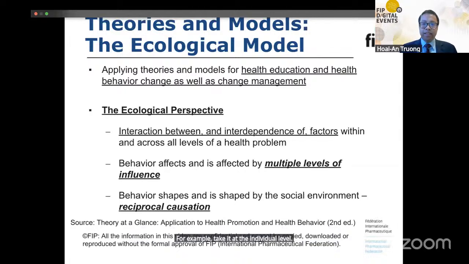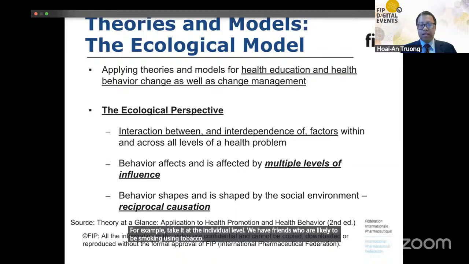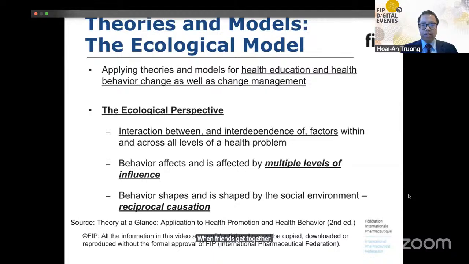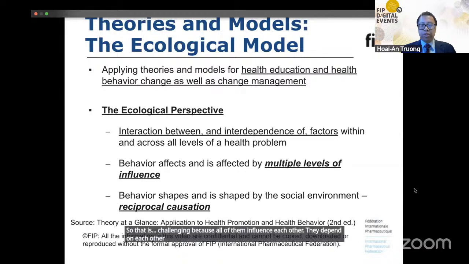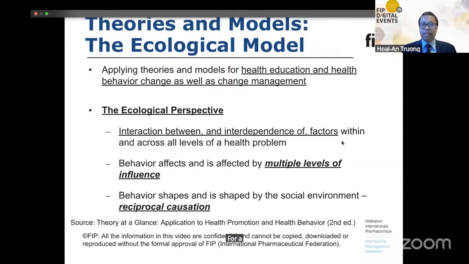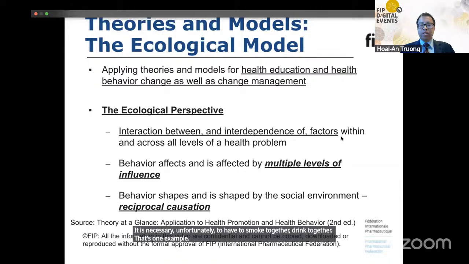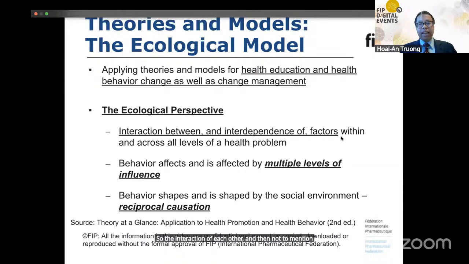For example, take it at the individual level. We have friends who are likely to be smoking, using tobacco. When friends get together, they use tobacco, they smoke as well as drink. That is challenging because all of them influence each other. They depend on each other in order for that friendship, that fellowship, to happen, for them to be able to understand each other and share time together. It is necessary, unfortunately, to smoke together, drink together. That's one example of the interaction with each other.